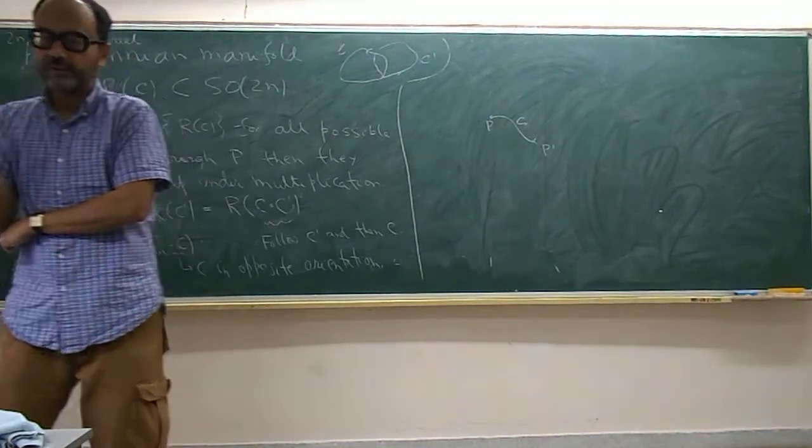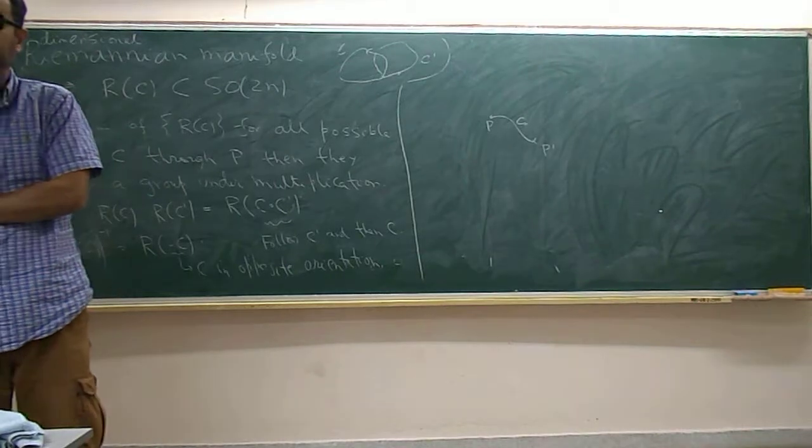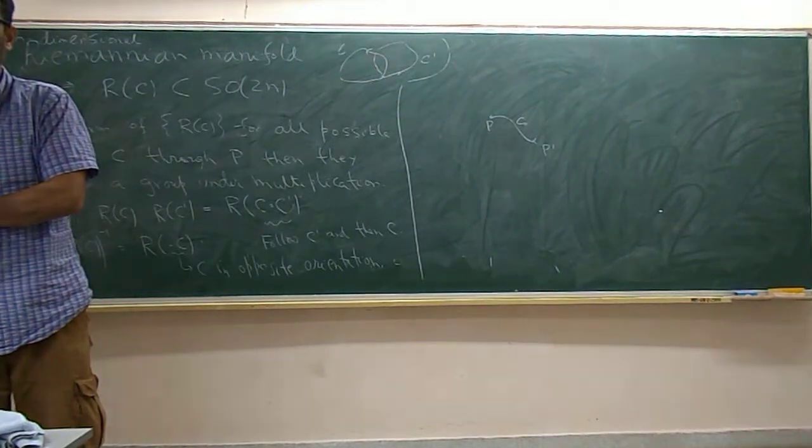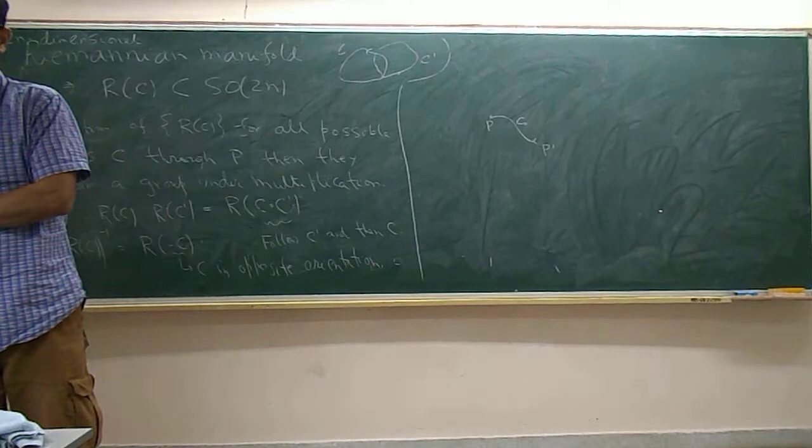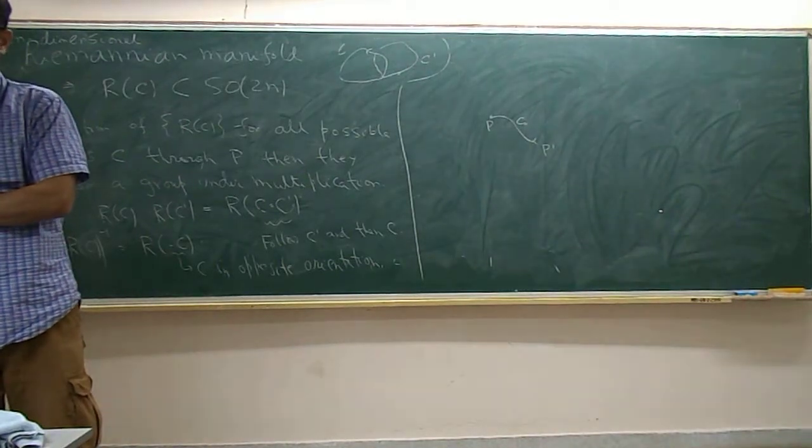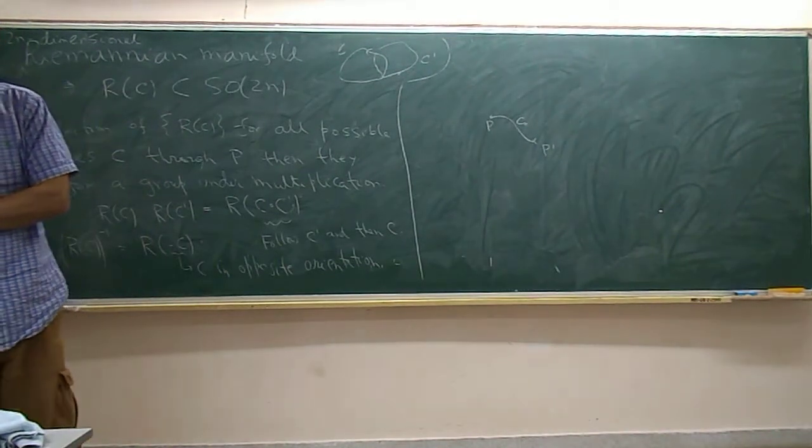Connected, yes. Of course, if the manifold is not connected, if you have a torus and a sphere, then the holonomy group on the torus may be different from the holonomy group on the sphere. The manifold has to be connected because you have to find a path from P to P.